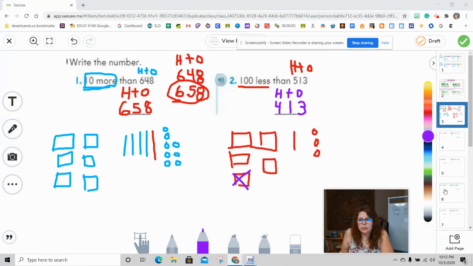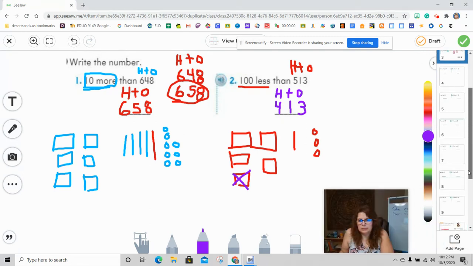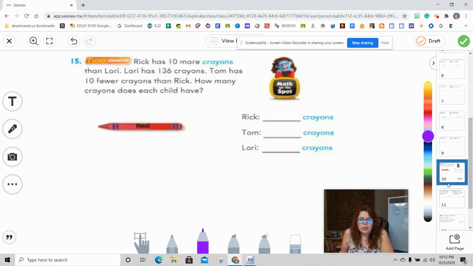So now I want to do the word problems. Word problems are very important to really understand. So on this one right here, it says Rick has 10 more crayons than Lori. So this is kind of like a riddle. So we have to follow the pattern. So we know that Rick has 10 more than Lori.